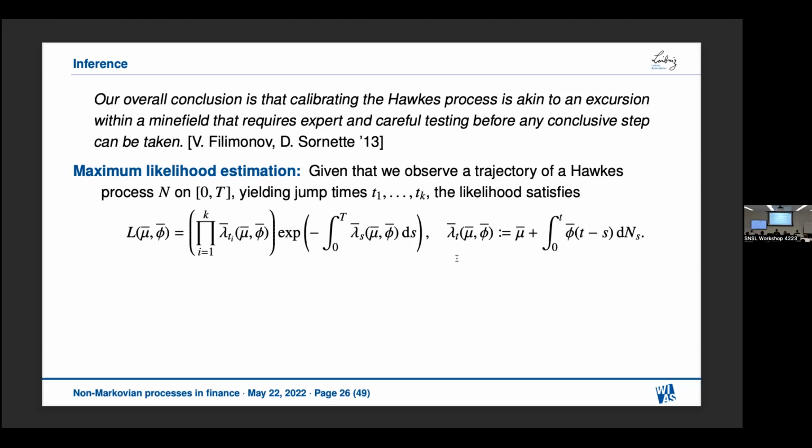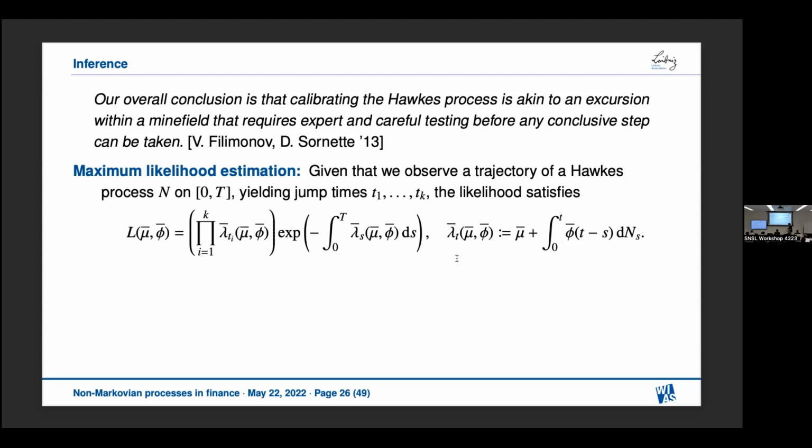And of course, for instance, in the parametric forms for the exponential kernel and the power law kernel, what you would actually have is that phi itself is a function of, let's say, two or three parameters. So then your parameters would be mu and whatever parameters determine phi. Okay.